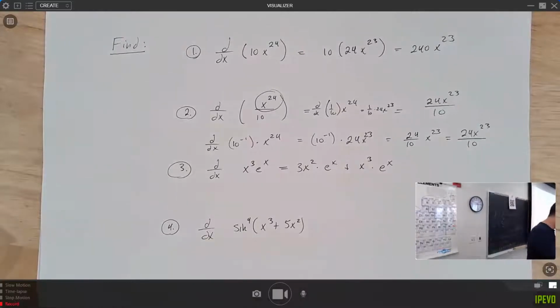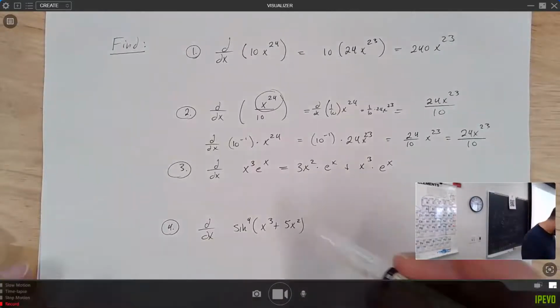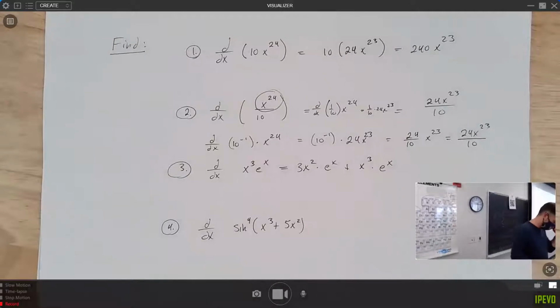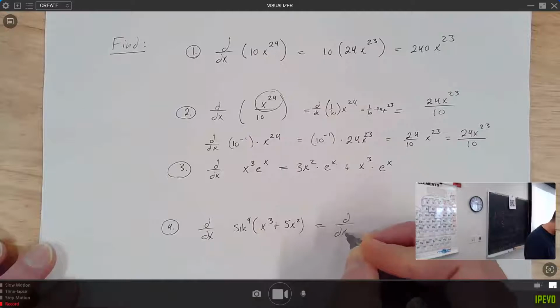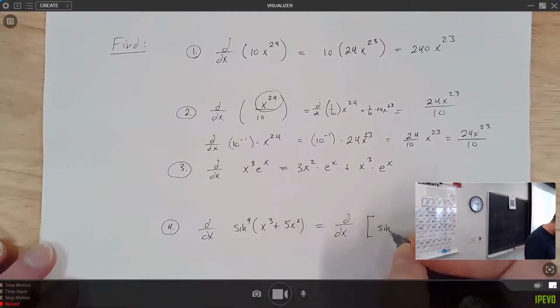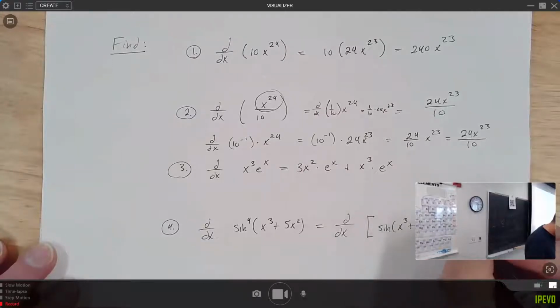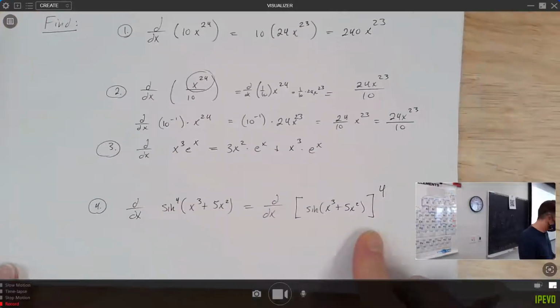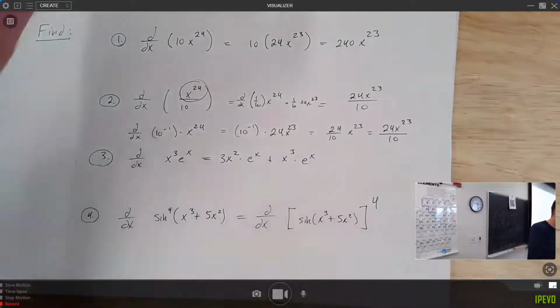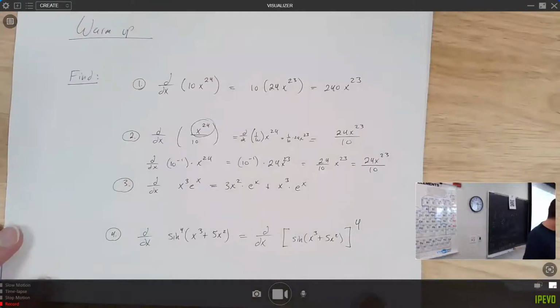Okay, so on the last one here, sine to the 4th of x cubed plus 5x squared. We want to rewrite this as the derivative of sine of x cubed plus 5x squared raised to the 4th power. And then we're going to use the chain rule. We're going to use the chain rule at least a couple times, I think.